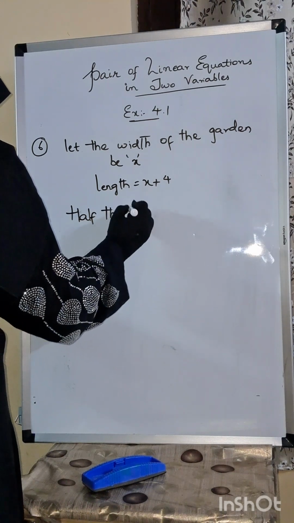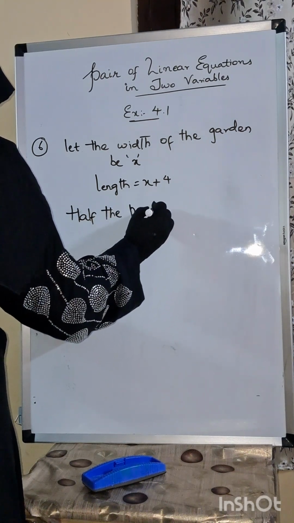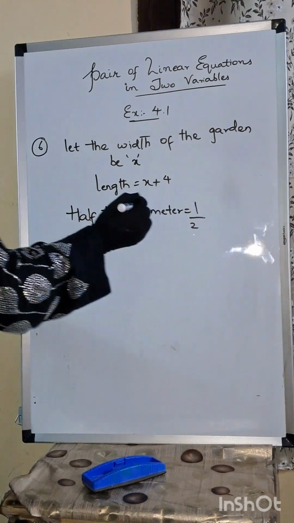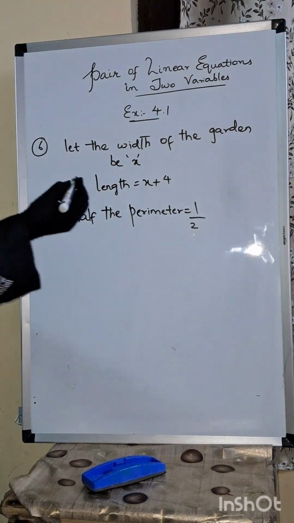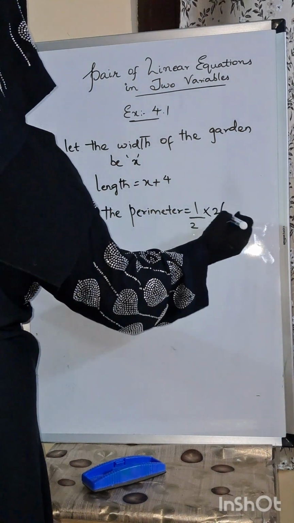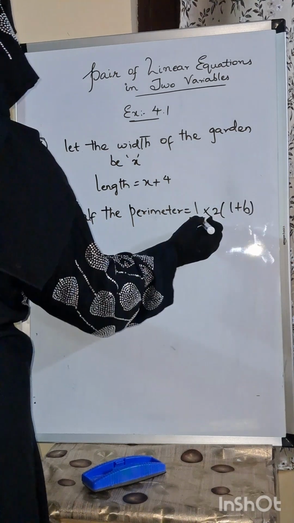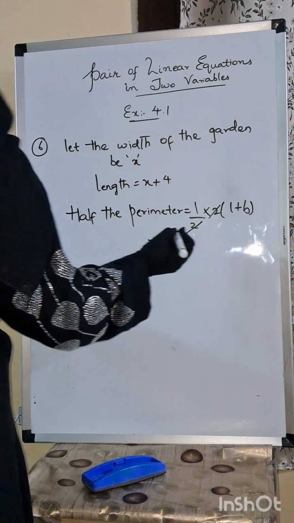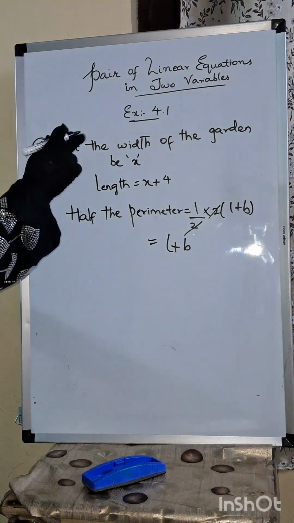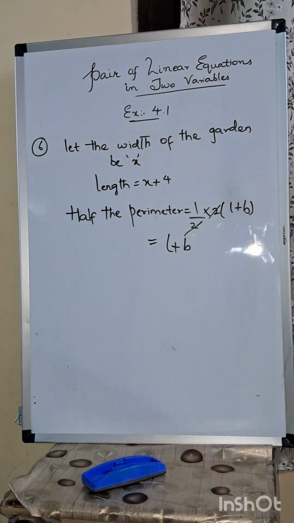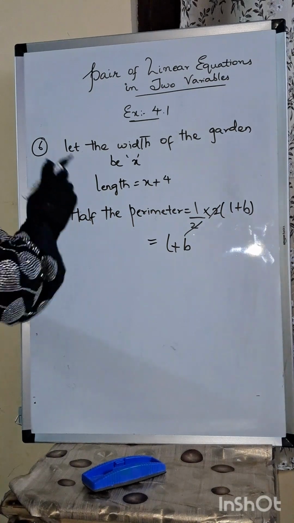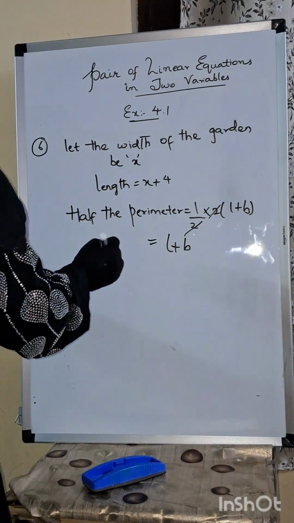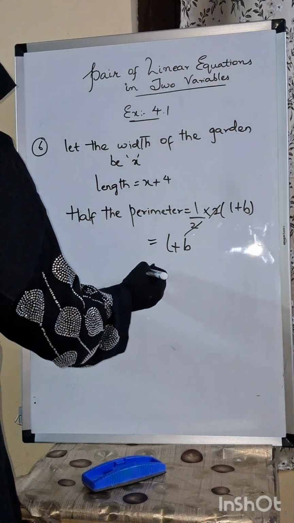1 by 2. Half the perimeter means 1 by 2 into, what's the perimeter of a rectangle? 2 into L plus B. So half into 2 into L plus B, the 2 ones cancel, so it is nothing but L plus B, right? In the question they have already given width and length. So here half the perimeter of the rectangular garden is what? 36. So it means this is equal to what?